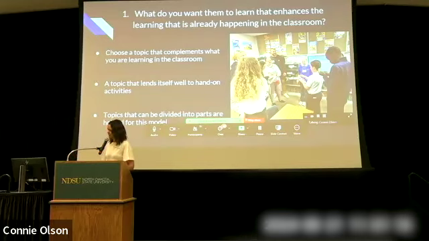And so it's helpful to choose a topic that complements what you're learning, a topic that lends itself well to hands-on activities. And you need to be able to think in your own mind about some examples of hands-on activities, because there'll be groups that will just come to you and say, we have no idea what to do.